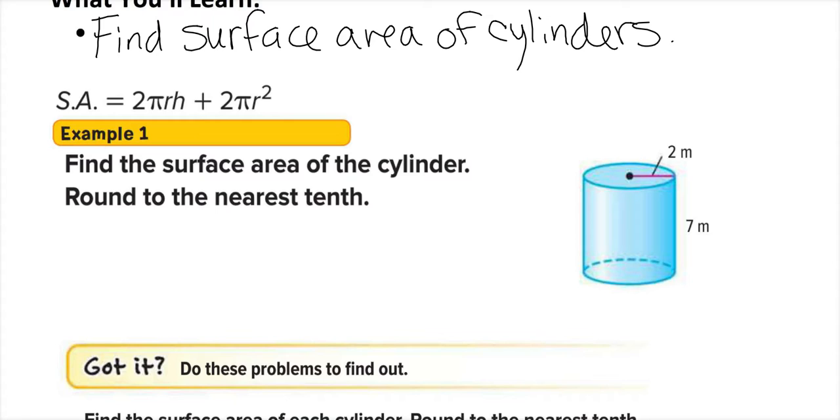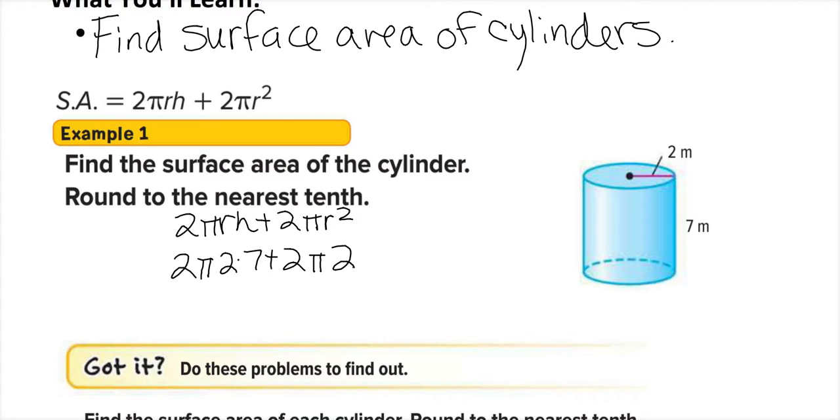All right, so let's find the surface area of this one. So let's start off with the formula. So 2 pi r h plus 2 pi r squared. Okay, so 2 is 2, pi is pi. Now we need the radius, which is also 2. So 2, and then we've got to do the height, which is 7, plus 2 pi, and 2 squared. Okay, so it's a lot to type in, but again, it's easy. You just got to plug everything in. So 2 pi, 2 times 7, plus 2 pi 2 squared.